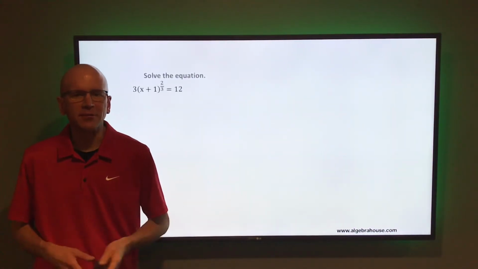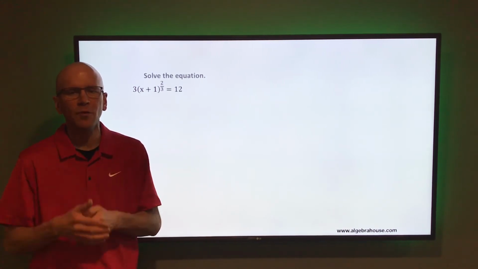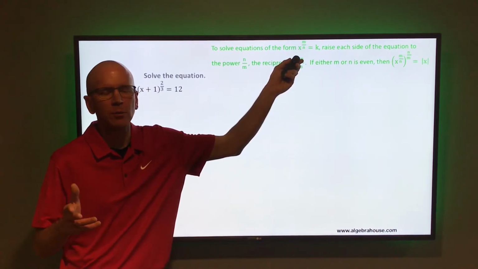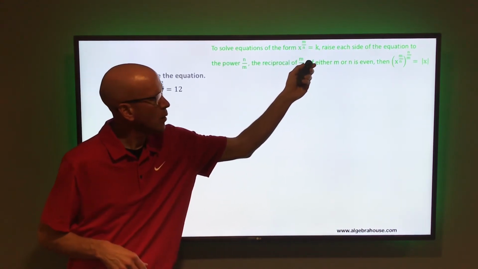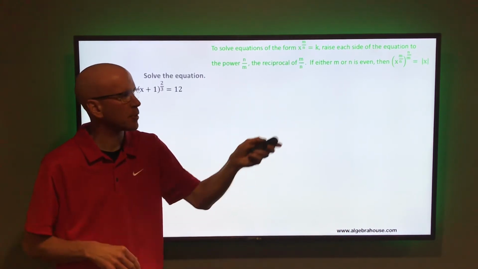We're going to solve this equation for x. 3 times the quantity x plus 1 to the 2/3 equals 12. Now there is a rule that applies to this. To solve equations of the form x to the m over n equals k, where k is a constant, raise each side of the equation to the power n over m, or in other words, the reciprocal of m over n.